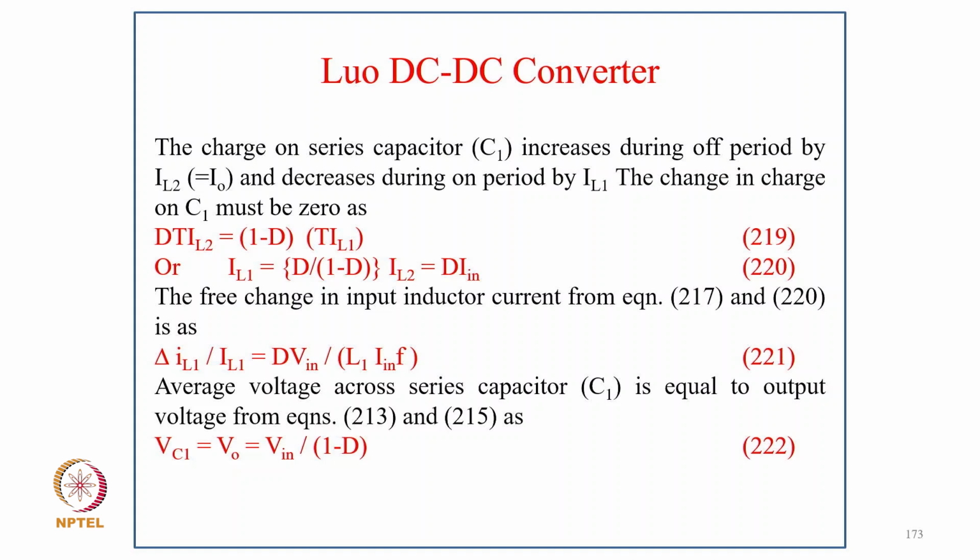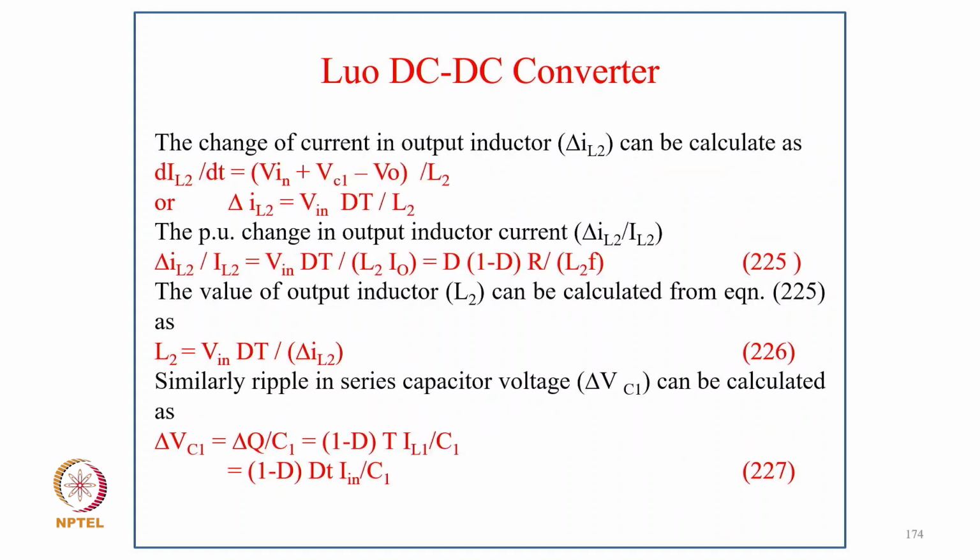The average voltage across the series capacitor is VC1 equal to Vo, that is Vin upon 1 minus d, and the rate of change of current in the output can be calculated: dIL2 upon dt equal to (Vin plus VC1 minus Vo) upon L2, or delta IL2 equal to Vin dt upon L2. So the per unit change in the output inductor current is delta IL2 upon IL2 equal to Vin dt upon L2 IO, equal to d(1 minus d) upon L2 F, and the value of the output inductor can be calculated as L2 equal to Vin dt upon delta IL2.